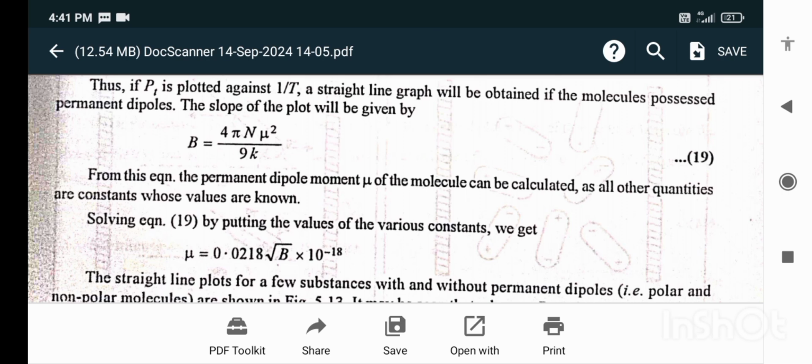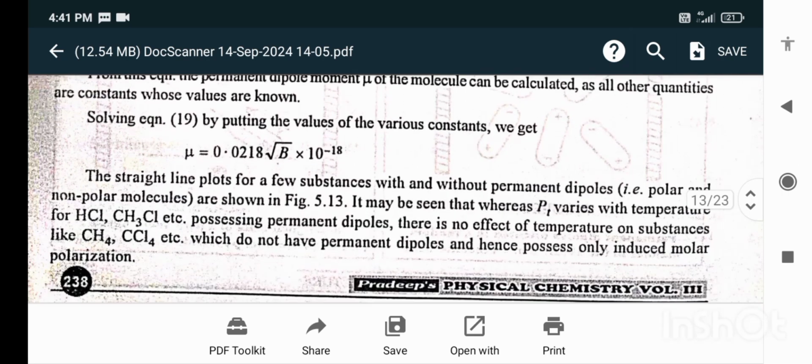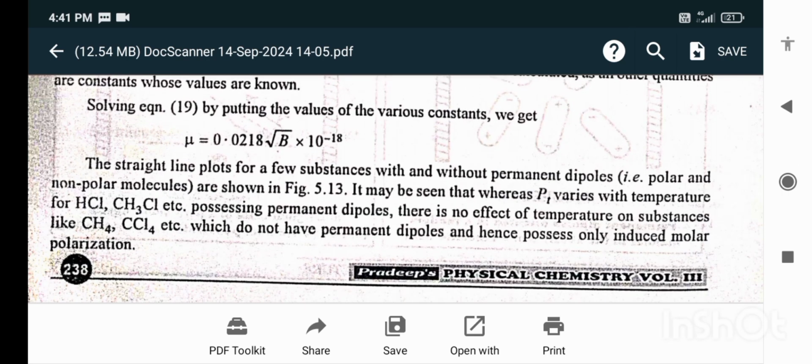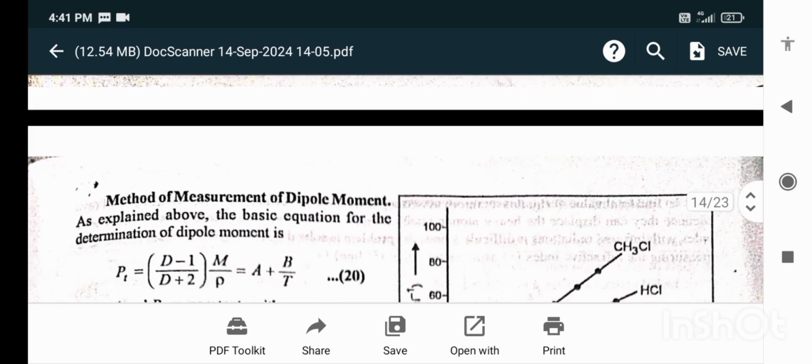The straight line plots for a few substances with and without the permanent dipole, polar and non-polar molecules, are shown. It may be seen that whereas Pt varies with temperature for HCl and CH3Cl, possessing permanent dipoles, there is no effect of temperature on substances like CH4, CCl4, etc., which do not have permanent dipoles and hence possess only induced molar polarizations.